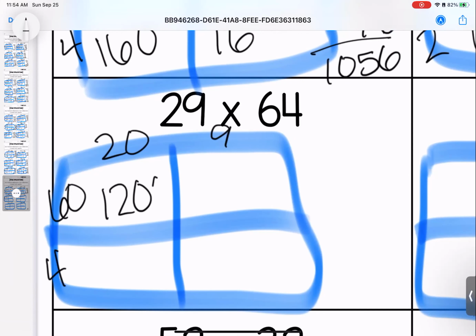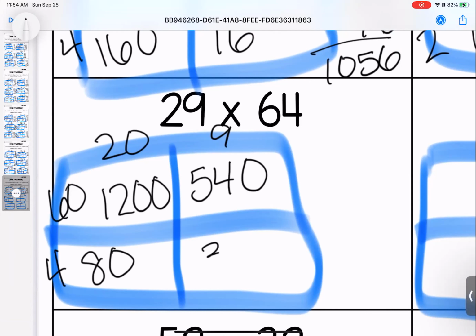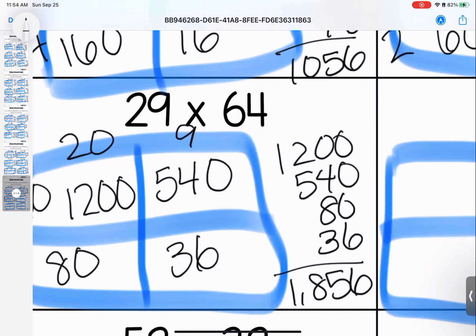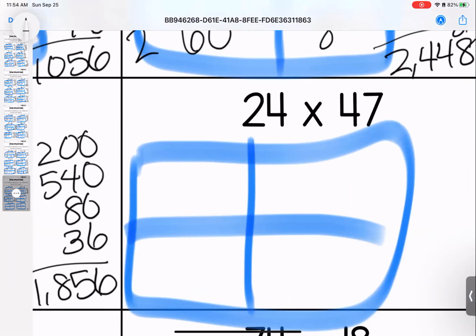6 times 2 is 12. We have 2 zeros. 6 times 9 is 54, 1 0. 4 times 2 is 8. We have a 0. 4 times 9 is 36. We stack, we add, and we get 1,856. Break it down to 20 and 4, 40 and 7.